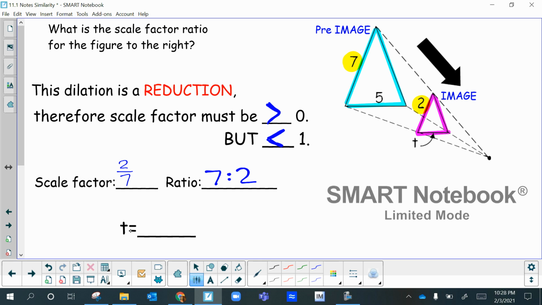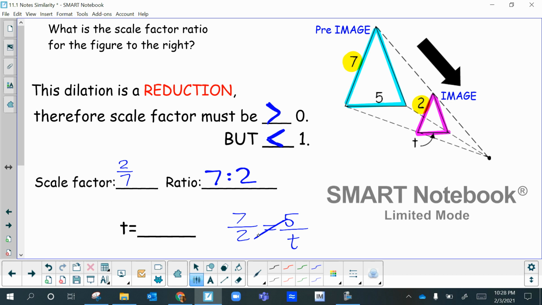So now in order to figure out t, here's where you want to use that proportion that we had talked about. And again, you did this in middle school. So the easiest proportion to write down is, we can say 7 is to 2 as 5 is to t. We're going to solve for t. And so now we're just going to cross multiply.